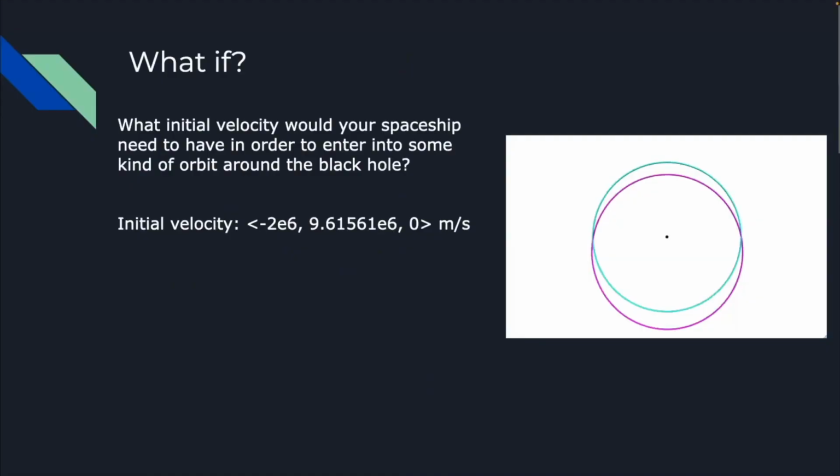What if the initial velocity of the spaceship was enough to enter into some kind of orbit around the black hole? Well, using trial and error, we found that the initial velocity must be negative 2 e to the 6, 9.61561 E60 meters per second.